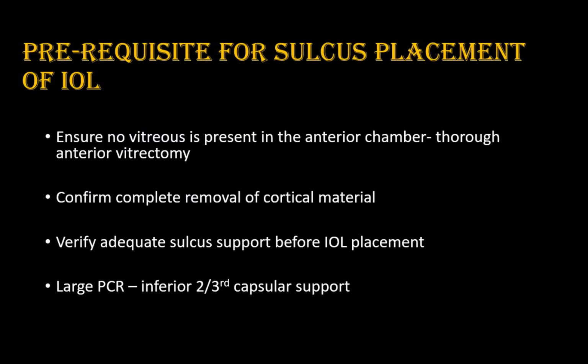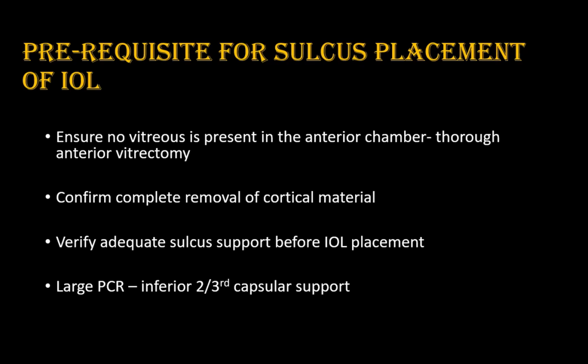As Navneet also spoke about how to do a good vitrectomy, the prerequisite for sulcus placement is a thorough vitrectomy. There should not be any vitreous in the anterior chamber, and the cortical matter should be completely removed. Sometimes if there is a PCR, many people just try to place the IOL, but thorough cortical and lens matter cleanup is very important, because in the future you will not get repeated iritis, glaucoma or CME.